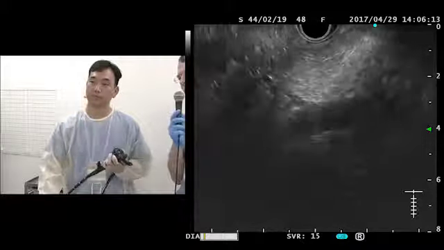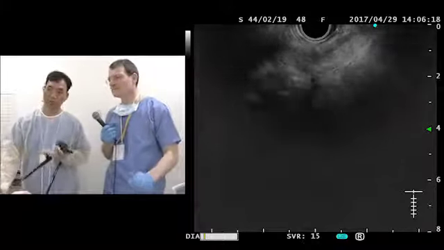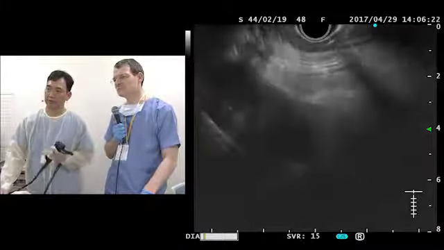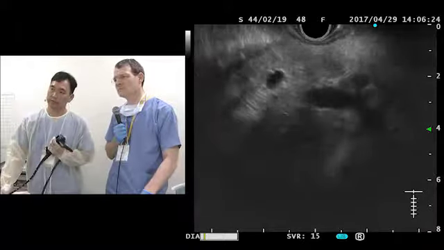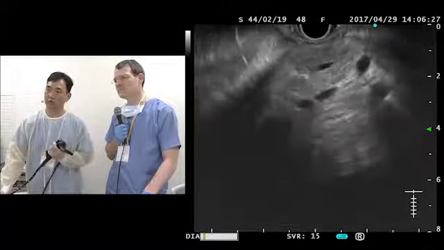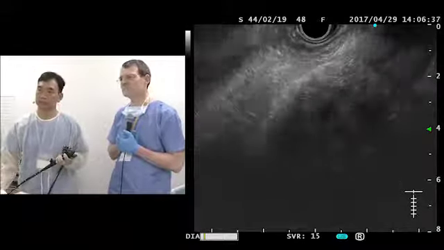Norio, what do you think about the pancreas? Is there atrophy or no atrophy? Good point. So far we haven't seen significant atrophy of the pancreas gland itself. So we saw some of the fibrotic change, ductal wall thickening, but the pancreas parenchyma itself is rather healthy. So Dr. Fukami, there's no atrophy? Yes.